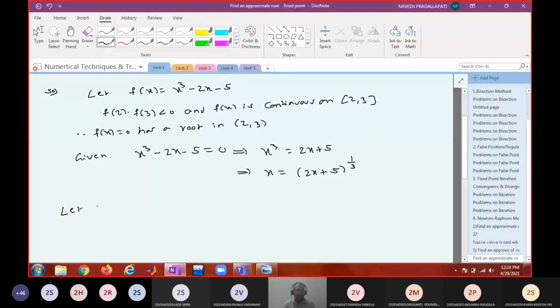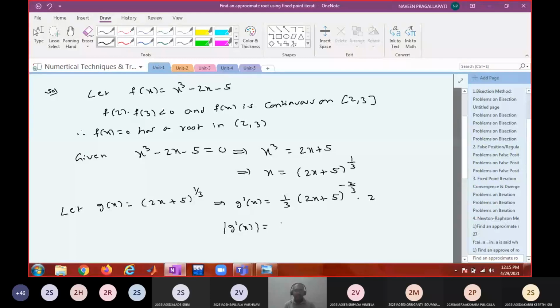So first of all, find out the derivative. What is the g? g is 2x plus 5 whole power 1 by 3. What is g dash of x? 1 by 3 times 2x plus 5 whole power 1 by 3 minus 1, that is minus 2 by 3, into derivative of 2x plus 5 with respect to x, which is 2. So what is modulus of g dash of x? Modulus of g dash of x is 2 by 3 times 1 by 2x plus 5 whole power 2 by 3.